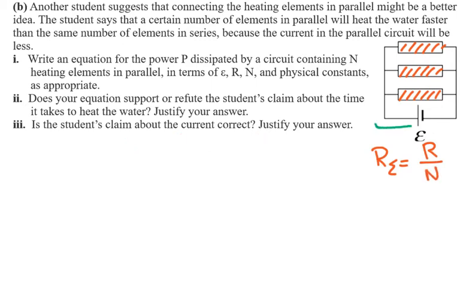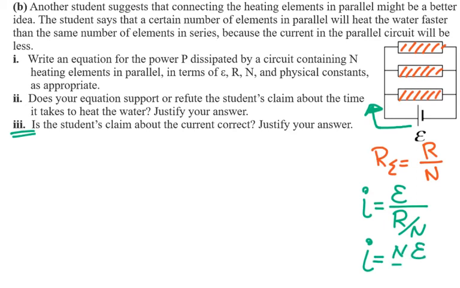Then the current that is leaving the battery, because in the last part they asked about the current. So the current leaving the battery would be EMF divided by R over n, or in other words, it's n times the EMF over R. So the student says that the current in a parallel circuit will be less. So that means this claim is wrong. The current actually increases in a parallel connection.